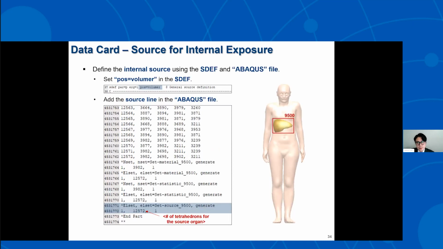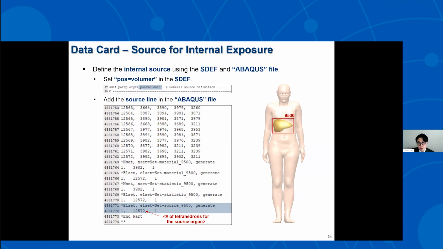And for the internal exposure, unlike the external exposure, generating the sources in the liver is a bit more difficult because in addition to the input example, the ABAQUS file also should be modified. For this, the source position should be set to the volume in the input example, and then the set source lines should be added in the ABAQUS file. And for your reference, the number in the middle means the number of tetrahedrons of the source organs.